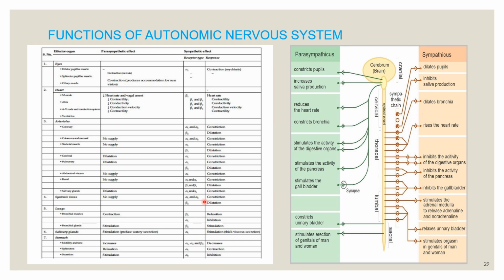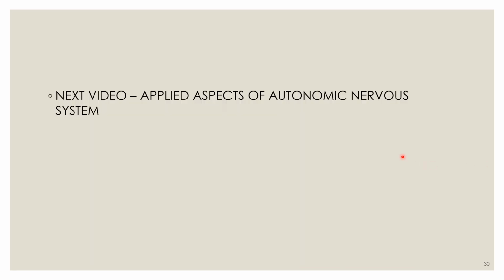So this completes the main differences between the sympathetic and parasympathetic nervous systems. So next, in the next video, we will discuss the applied aspects of the autonomic nervous system. In applied aspects, we will discuss the diseases or syndromes due to dysfunction of the autonomic nervous system, and autonomic drugs, autonomic failure and autonomic function tests.